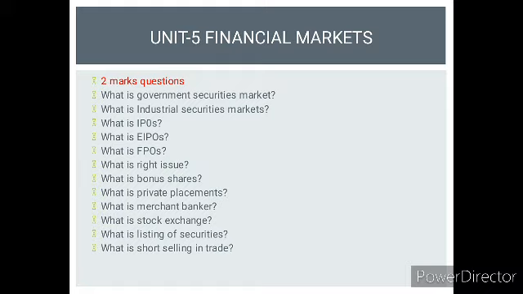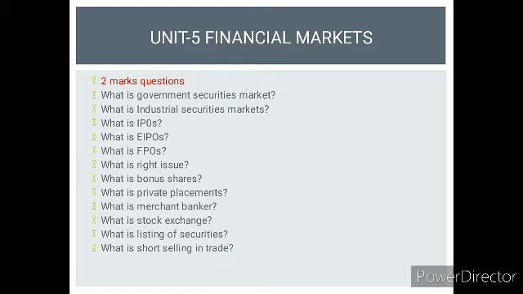Then we have IPOs. The meaning of IPO is initial public offering. Whenever a company issues shares for the first time under the primary market, that comes to IPO, that is initial public offering. And after that, for further continuation in the market to mobilize funds for working capital requirements, it comes to FPO, that is follow on public offer. Then we have EIPOs, that is electronic initial public offerings, which happen through electronic media.